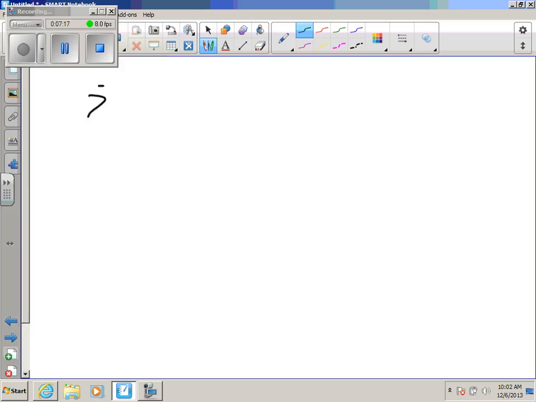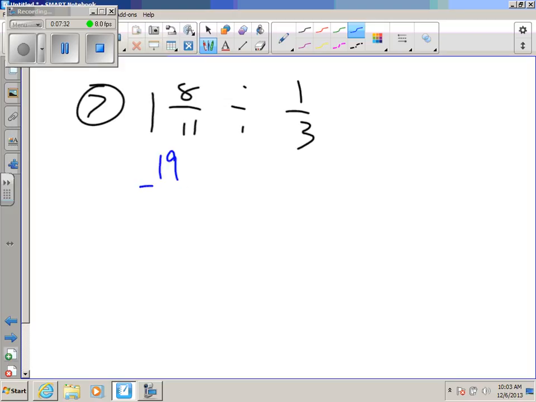Good. Number 7. 1 and 8/11 divided by 1/3. Okay. Everything in fraction form? No, not yet. 1 times 11, 11 plus 8 is 19 over 11. I'm dividing, so I need to multiply by the reciprocal, which is going to be what, Maddie?